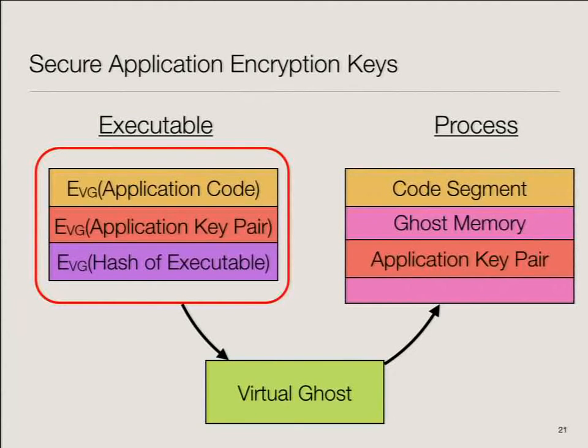Now, in the paper, we talk about a design for allowing secure swapping. So if the operating system kernel wants to swap out memory that happens to be mapped into ghost memory, it can do so. And what VirtualGhost will essentially do is encrypt and digitally sign the contents and then allow the operating system kernel to have access to that. We haven't implemented that because we haven't run into a case where we need to actually swap ghost memory out. I don't need to swap ghost memory. I just need to swap any memory that's in that process.